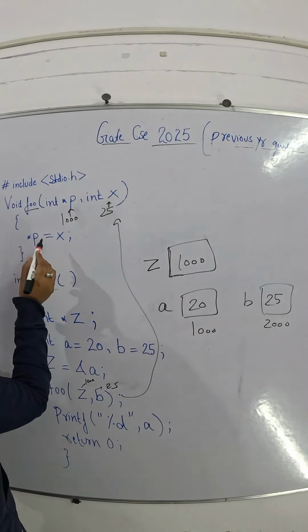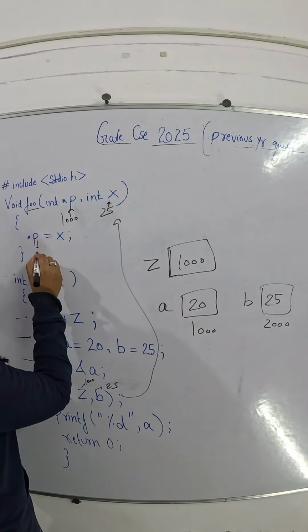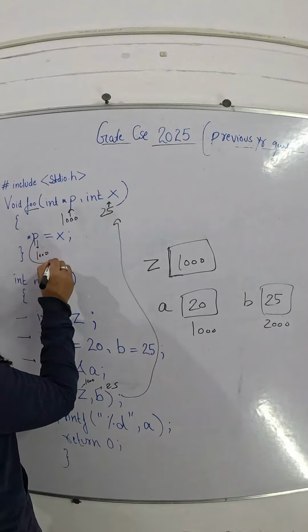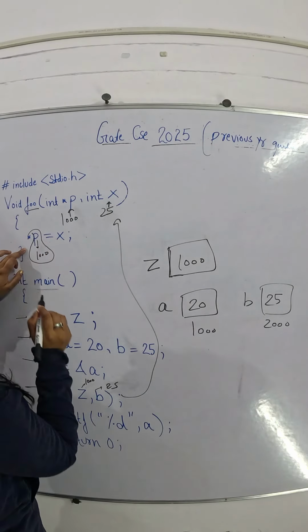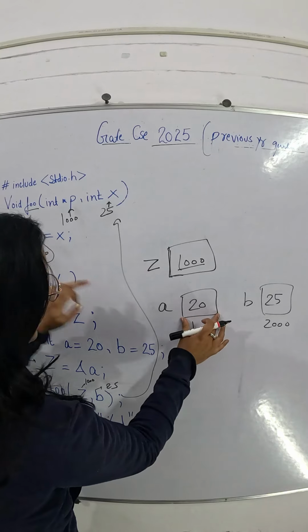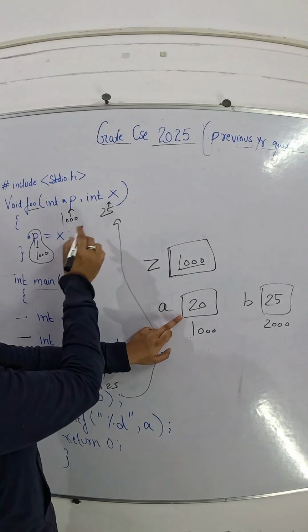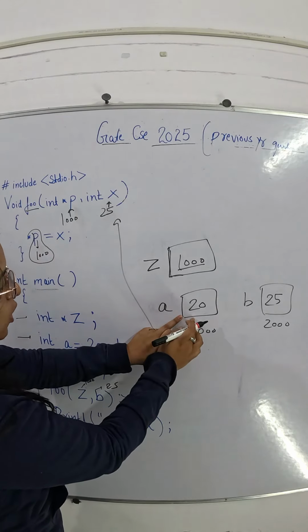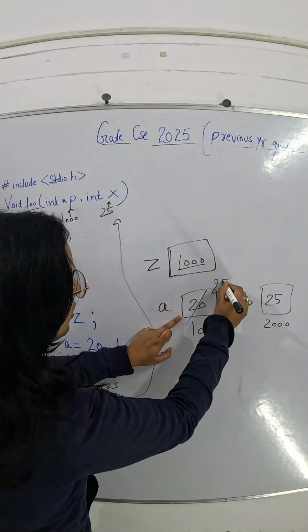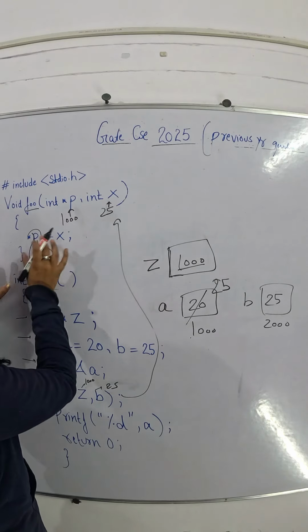Now the next step is star P equals X. P is 1000, and star P means value at P. So 1000 is there, and the value at 1000 is 20. In this value, X, which is 25, is assigned. So the value at 1000 is now replaced with this X value. X was 25, so this now has 25. This is the important thing here.